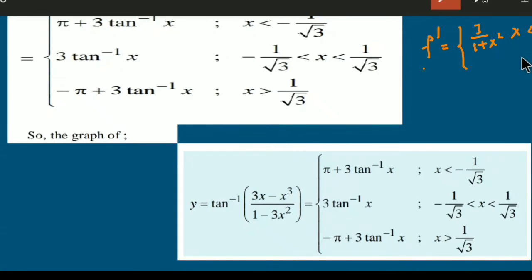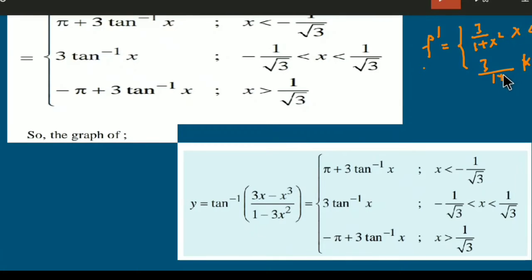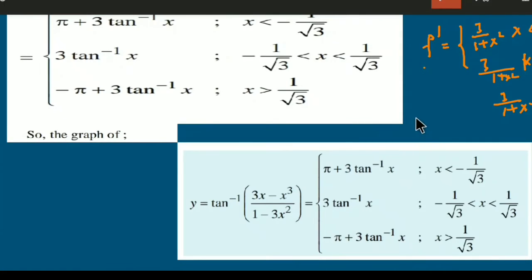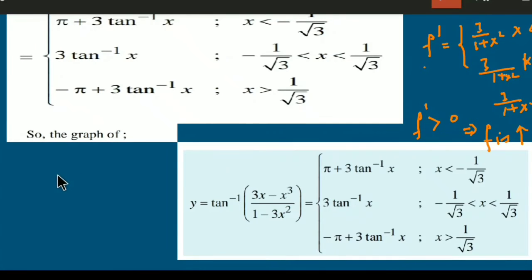And when x lies between, that is, mod x is less than 1 by root 3, then the result is 3 upon 1 plus x square. Finally, whatever you do here, you will always get 3 upon 1 plus x square. Means finally we conclude that for all real numbers, f dash is always positive. This shows that f is an increasing function. So f is increasing here.